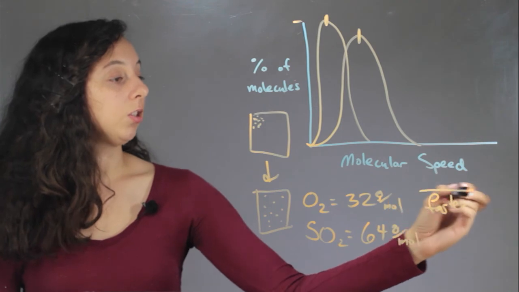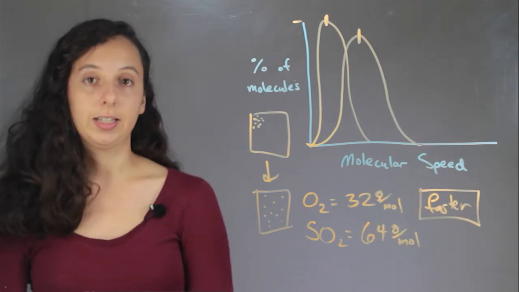So, looking at these diffusion rates, oxygen's faster, sulfur dioxide is slower.